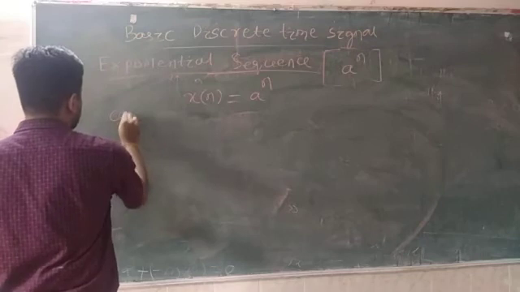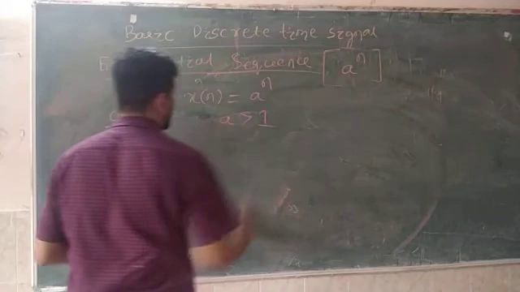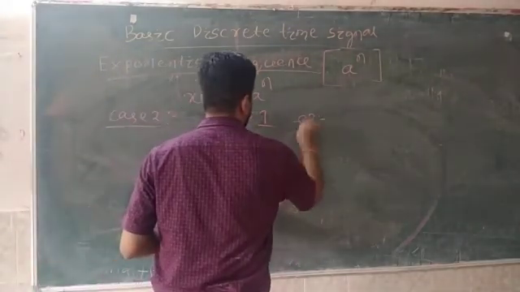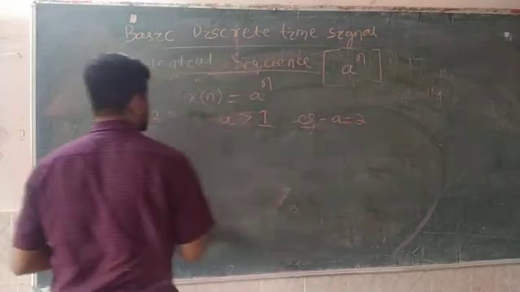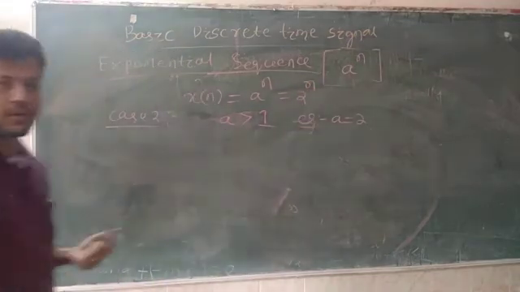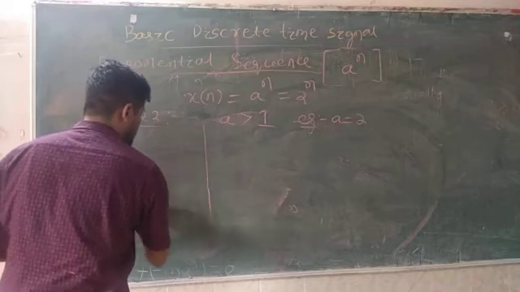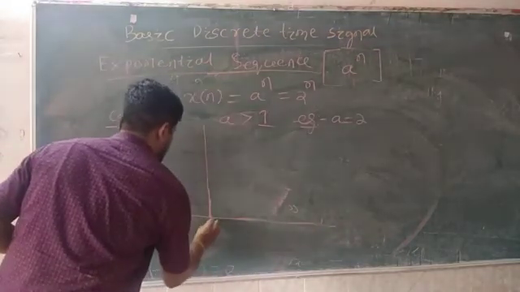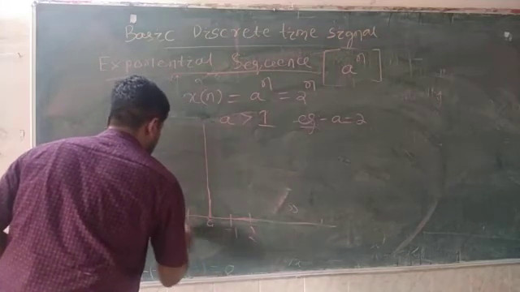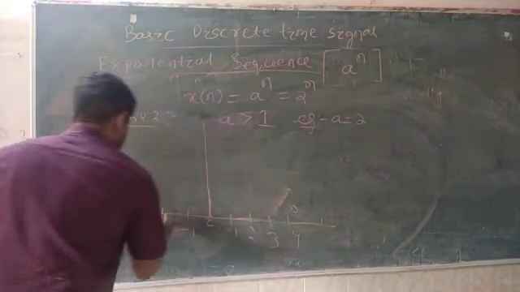So then case 2, when a is greater than 1. For example, I am taking a equal to 2. So if I put a equal to 2 here, this becomes 2 to the power n. Now I am plotting the graph for a greater than 1. So this is 0, this is 1, this is 2, suppose this is minus 1, this is 3, this is 4, minus 2, like that.